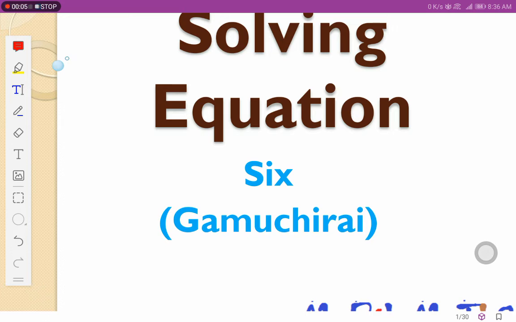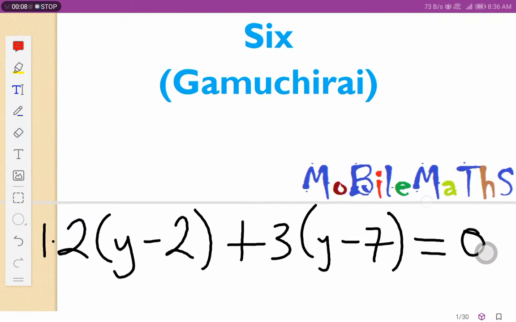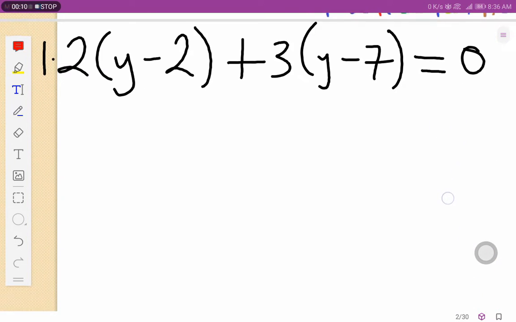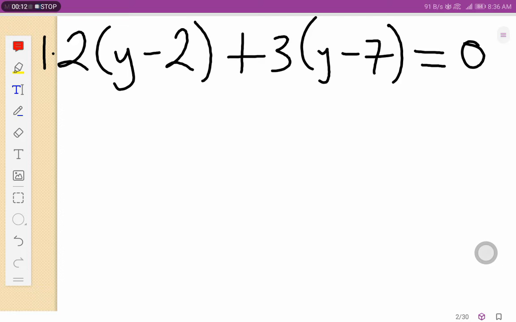Today I want us to look at solving equations number 6. So here we have some brackets that we are going to be dealing with. What you do is first remove the brackets and then solve the problem. So I'm going to remove the brackets. 2 times y, I get 2y. 2 times minus 2, I get minus 4. I've removed the first one.